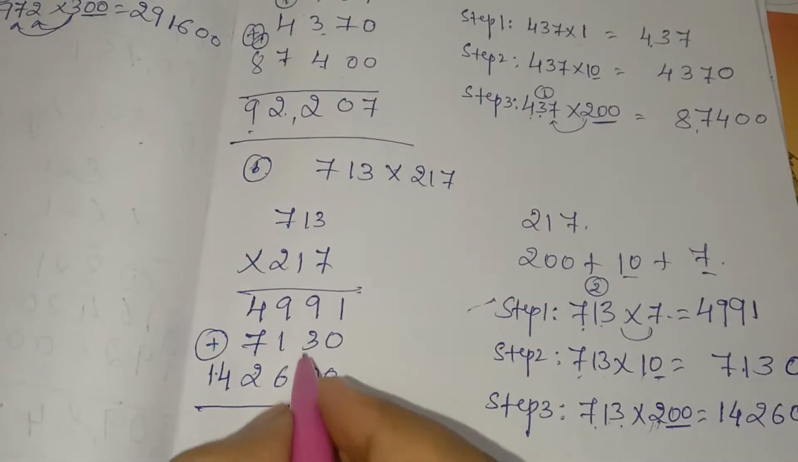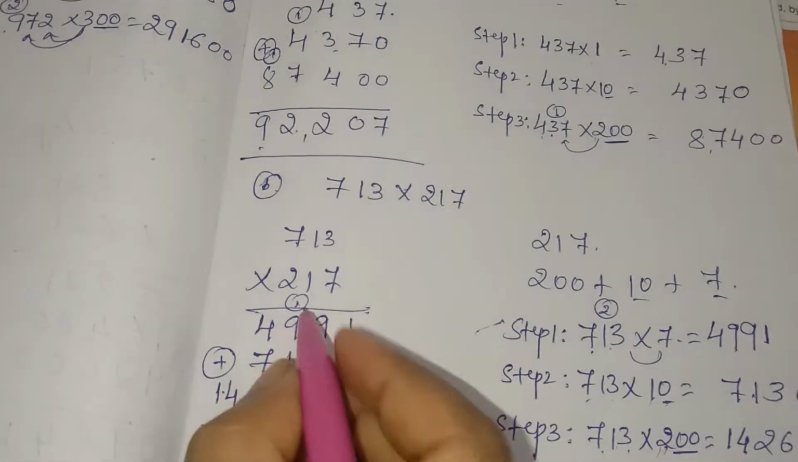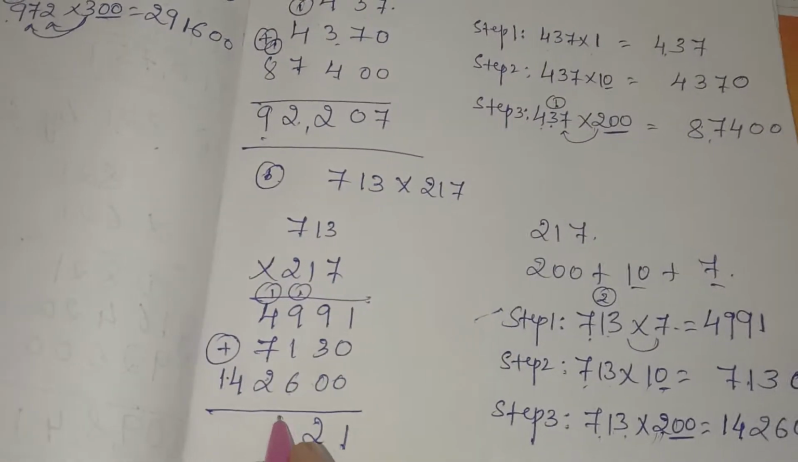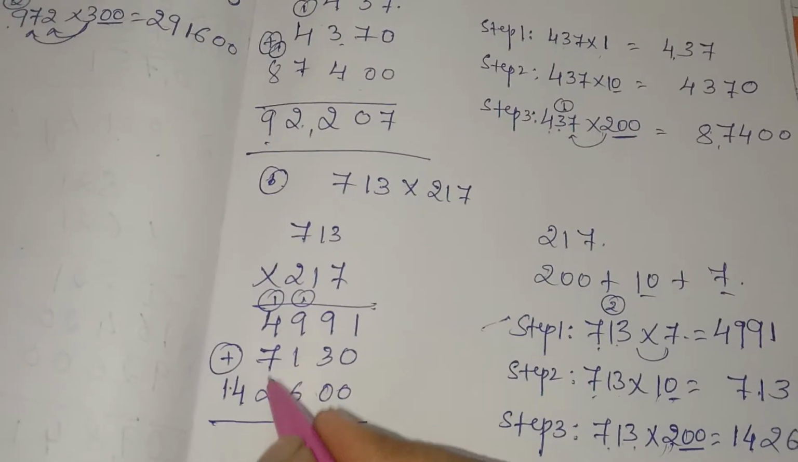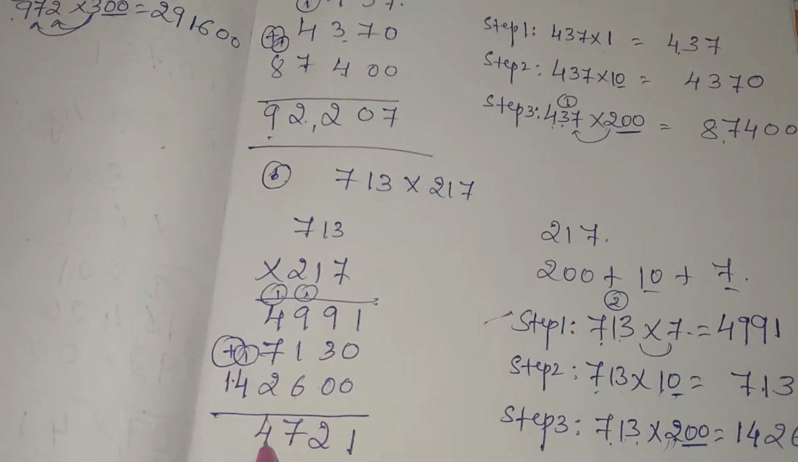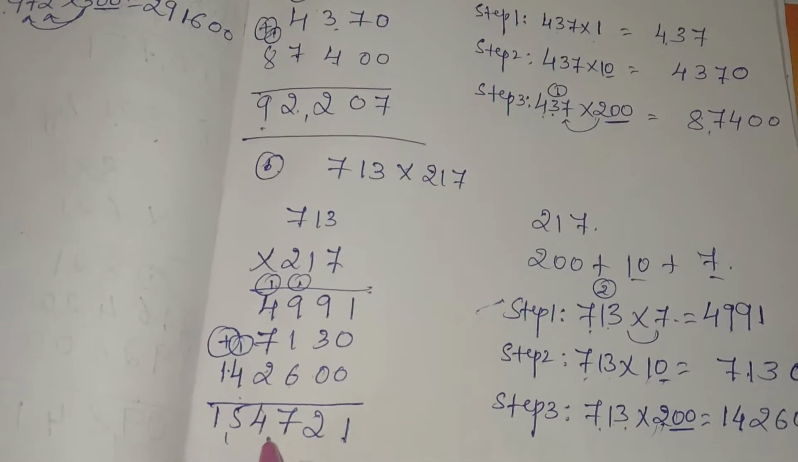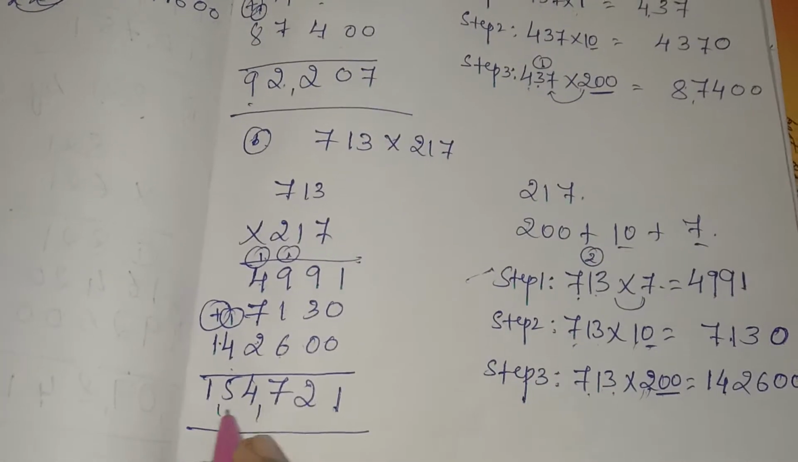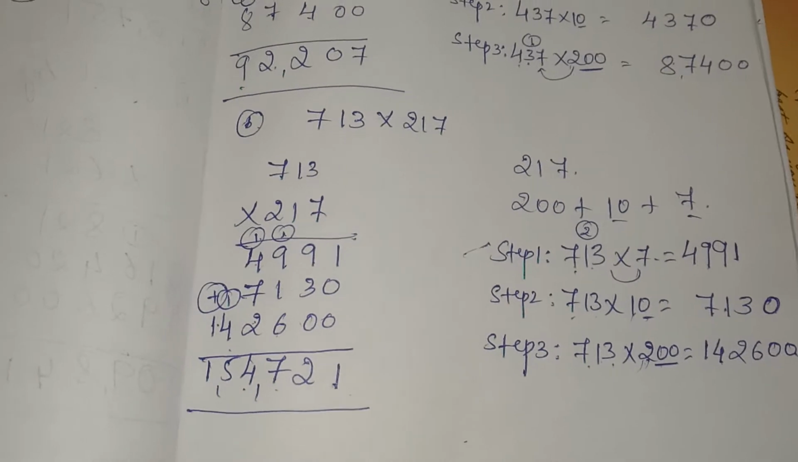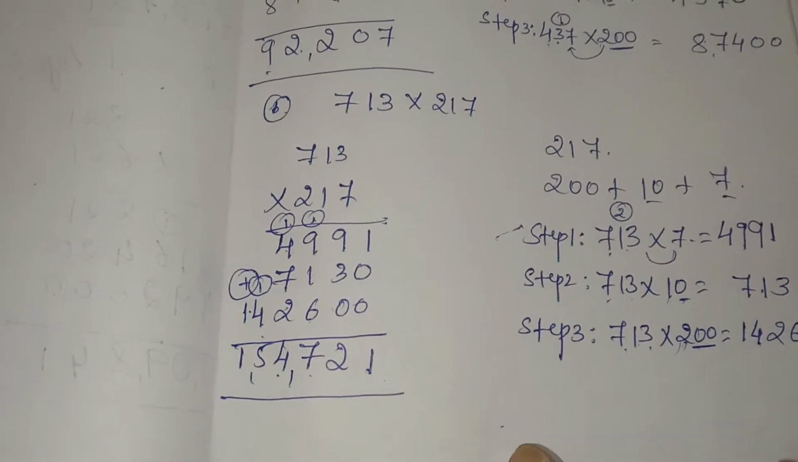Now add these 3 steps. 1, 12, 10, 11, 17. 7, 9, 10, 14. 4 plus 1 is 5. 1. I got 1,54,721. See here, children, you have to practice well.